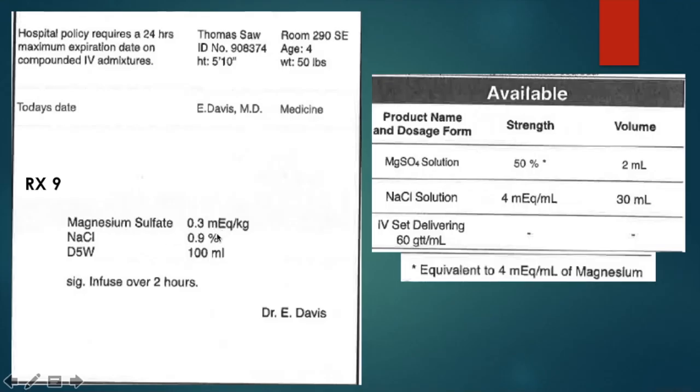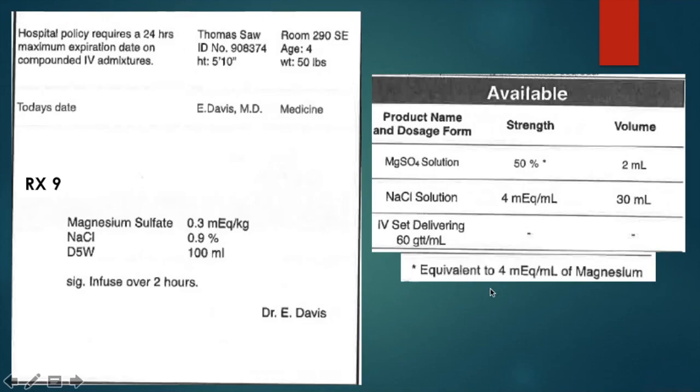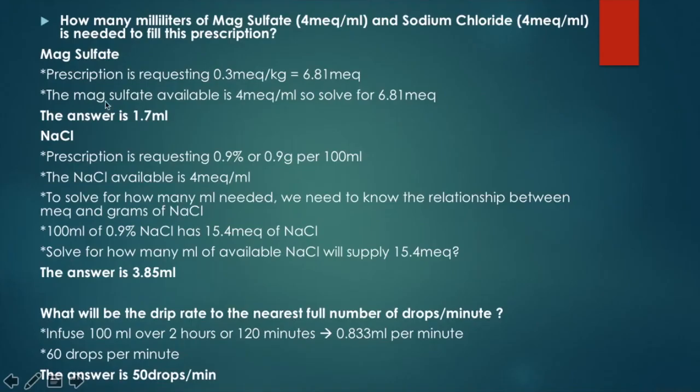And you have 2 active ingredients. How much magnesium sulfate do I need? 0.3 MEQs per kilogram. Not a problem. I'm going to get the kilograms here, multiply, and get my answer. How much NaCl do I need? I need 0.9%. So if you multiply with the kilograms, you get 6.81 MEQs needed. The magnesium sulfate is available as 4 MEQs per ml, according to what's in the pharmacy, okay? We get 1.7 ml.